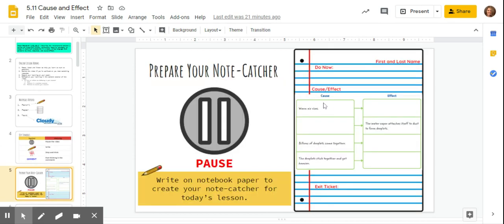All right, so let's get our paper set up. So grab your piece of paper. Again, it doesn't have to be notebook paper, just any piece of paper that you can write on. I want you to go ahead and put your first and last name at the top so that I know and that your other teachers know whose work they're looking at. Make sure you have a section for your do now. Here is the chart that we will be completing today. So make sure you draw this cause and effect chart and then that you have a space for the exit ticket at the bottom. So at this time, I want you to pause this video, complete your note catcher, and then hit play when you are finished creating your note catcher for today.